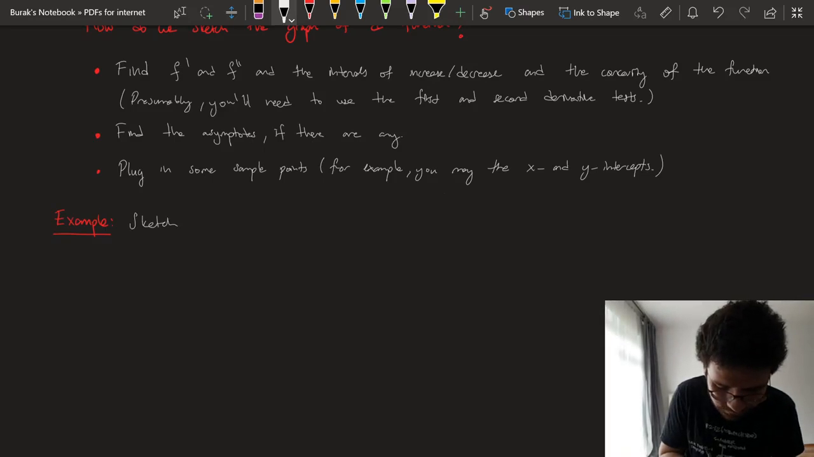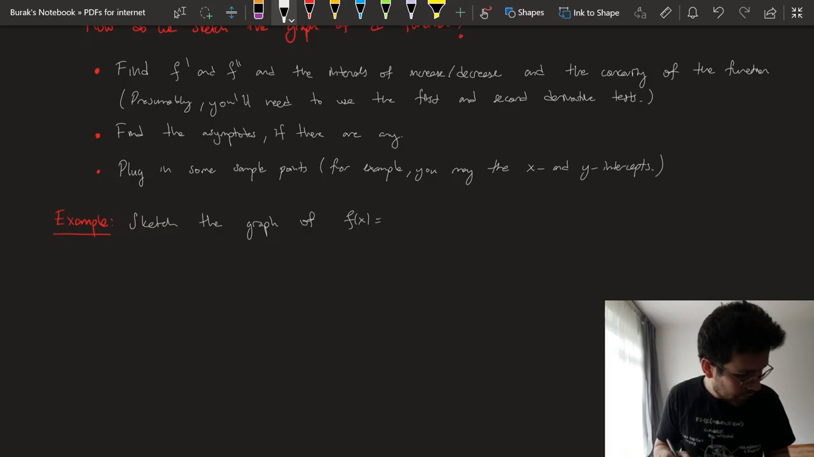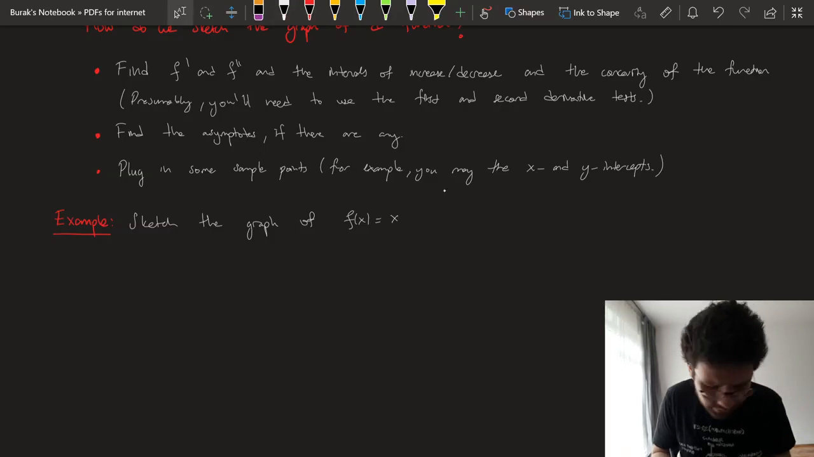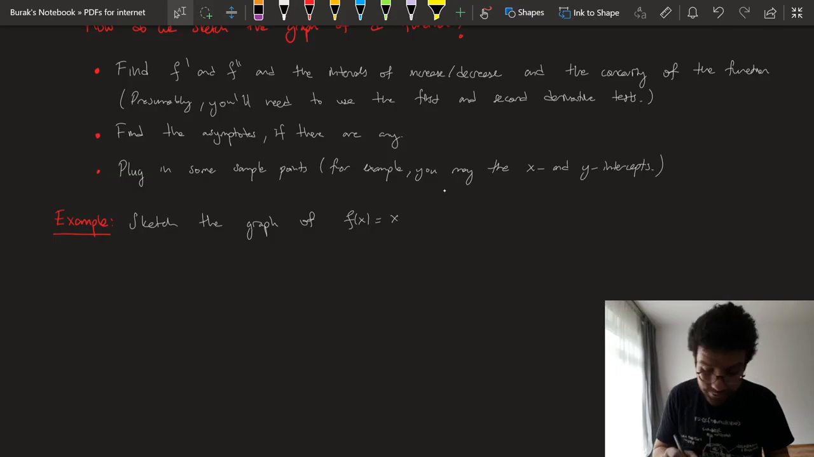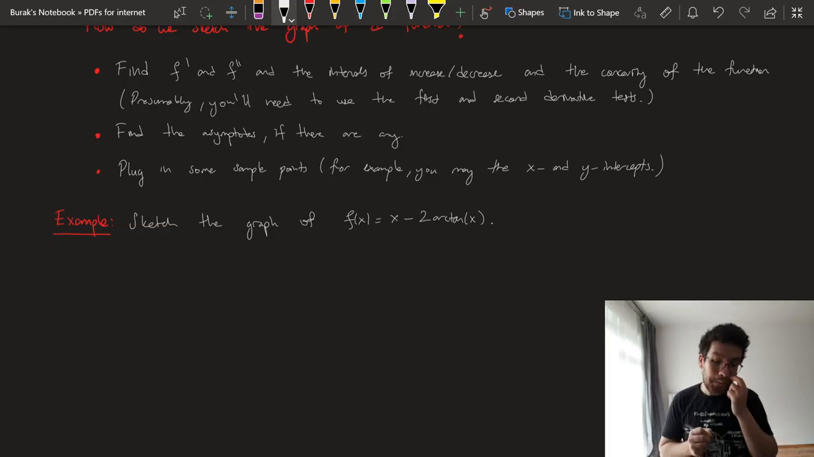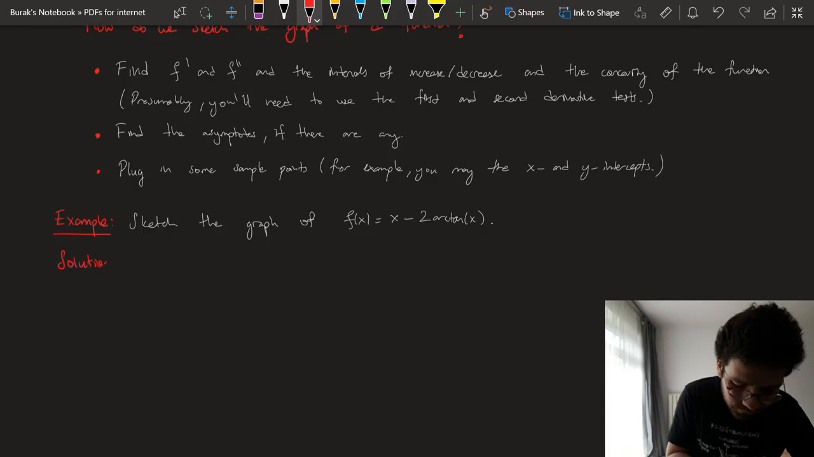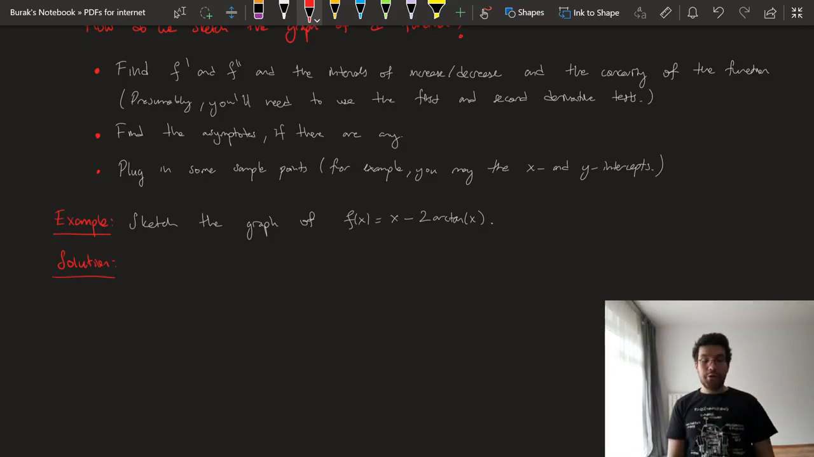Sketch the graph of f(x) equals x minus 2 arctangent x. Okay? And solution. So I need to sketch the graph of this function. What do I do? I first find f prime and f double prime, and I gather all this data about concavity, inflection points, and extreme values.